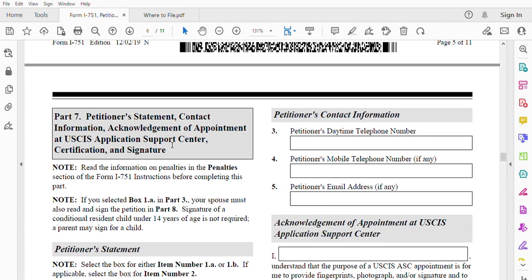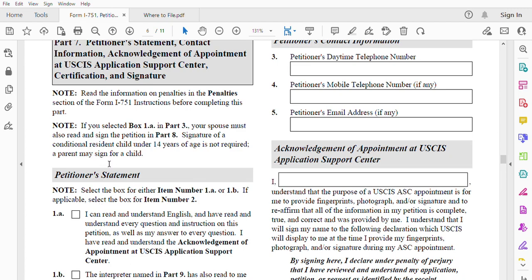So we're going to the petitioner's statement, contact information, acknowledgement, appointment at the USCIS Application Support Center, certification, and signature. This is a little bit confusing, I will tell you why. Most people, when they file I-130, I-130A, and I-485, the petitioner is always the one filing a petition for the applicant. Now, this applicant has a green card, so he or she is the petitioner. In my case, my spouse came to the United States and does not read or understand English yet.